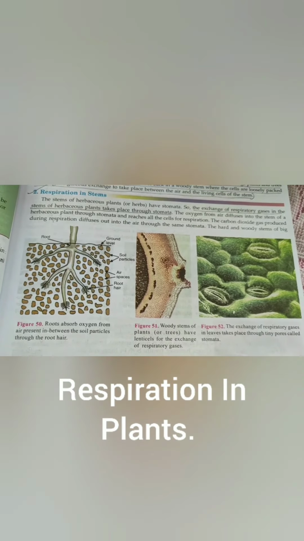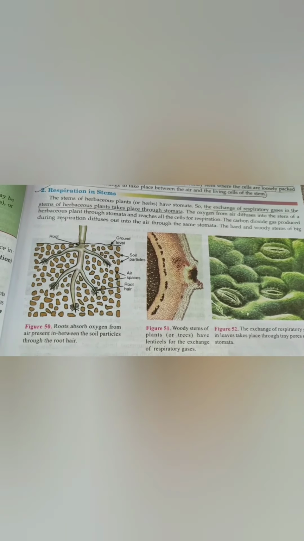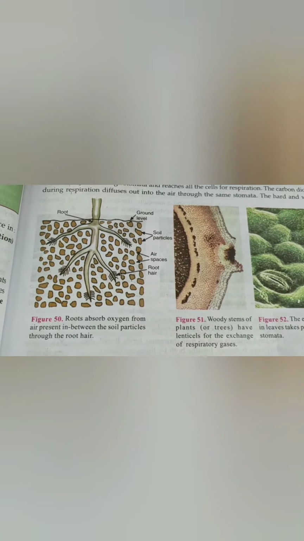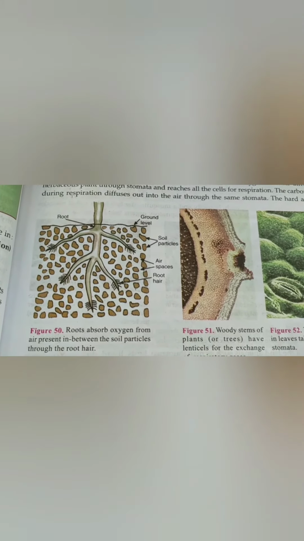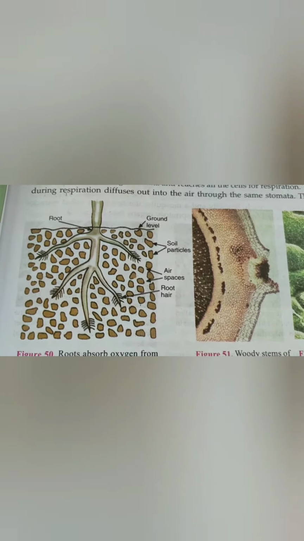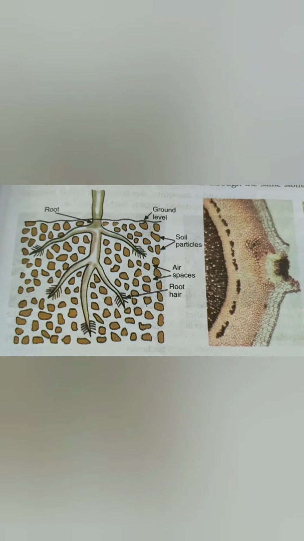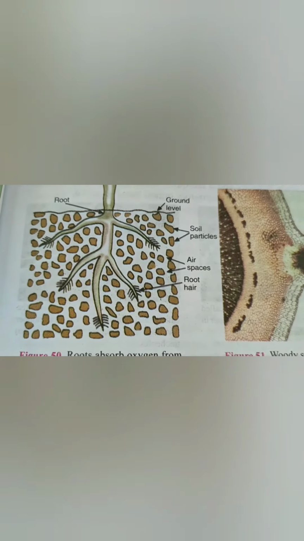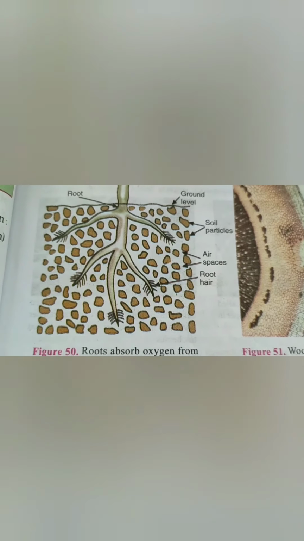Exchange of gases in plants takes place in three ways: by the roots, by the lenticels, and by means of stomata. In the roots, there are unicellular hair structures which help increase the surface area and diffuse in the oxygen present between the soil particles. This is how the exchange of gases takes place in plants by means of the roots.